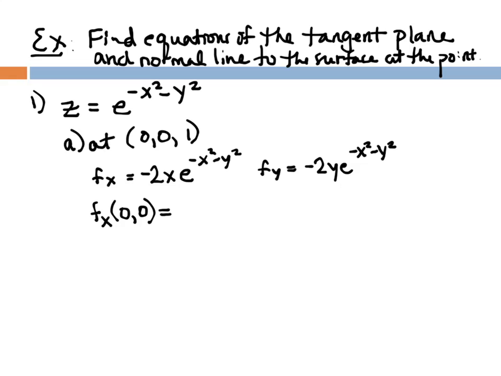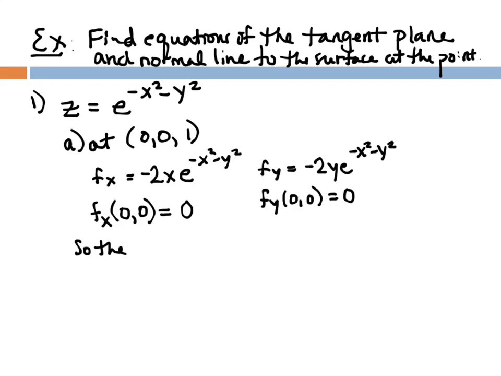So if I plug in 0 for x and y, what happens to this particular partial? I get 0. And how about f sub y, plugging in 0, 0? I get 0. So that's very clean, obviously. Lots of zeros going on there. And we can then find the tangent plane.